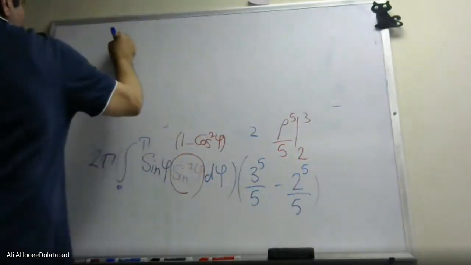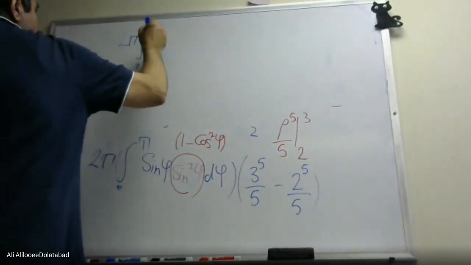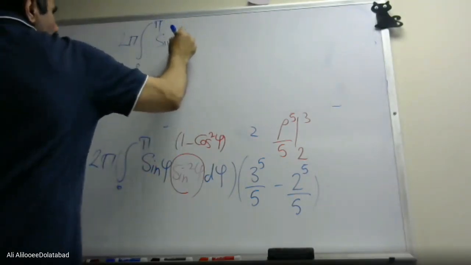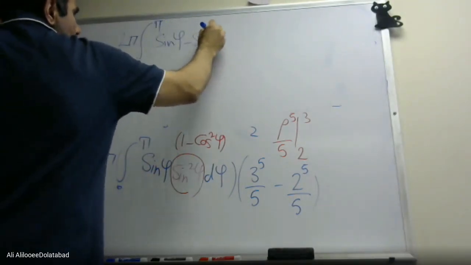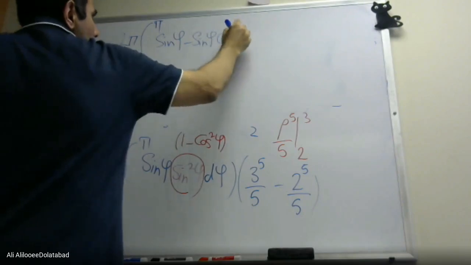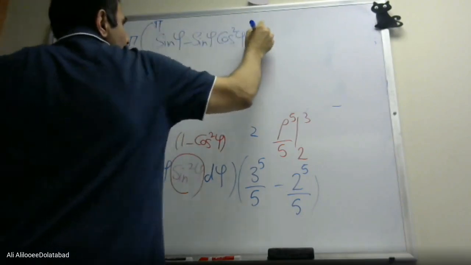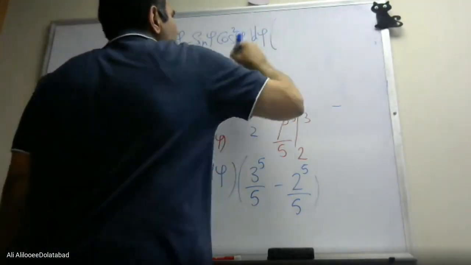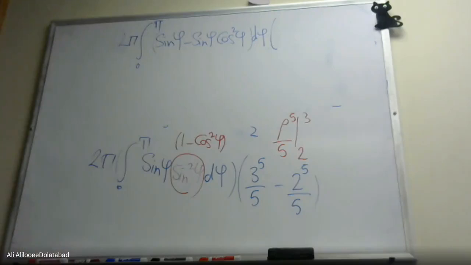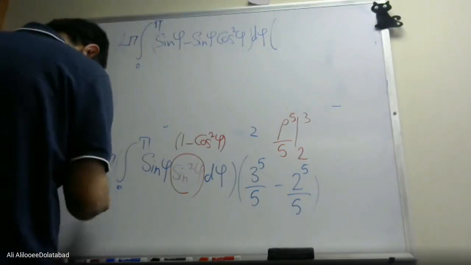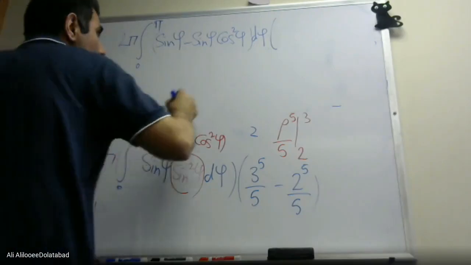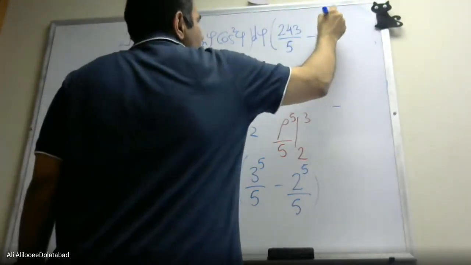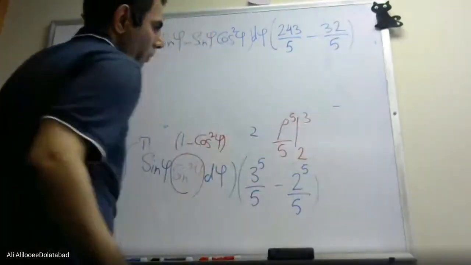We have 2 pi integral 0 to pi. Then if you distribute, you have sine of phi minus sine of phi cos squared phi d phi. And for this guy, let me see. 3 to the power of 5 is 81 times 3, 243 over 5 minus 32 over 5.